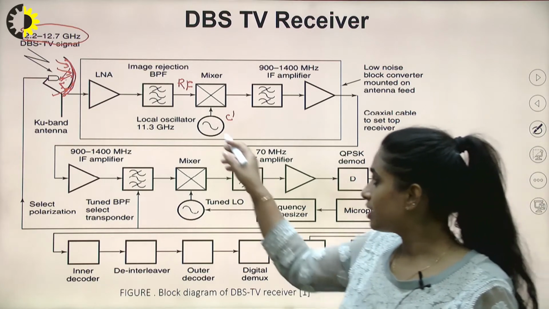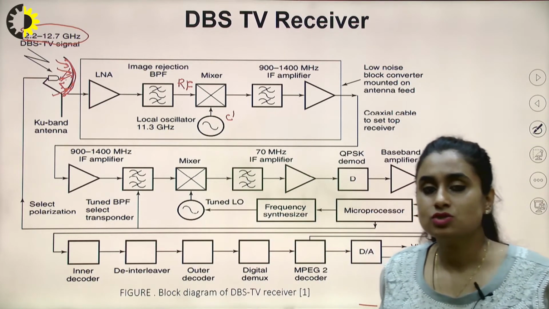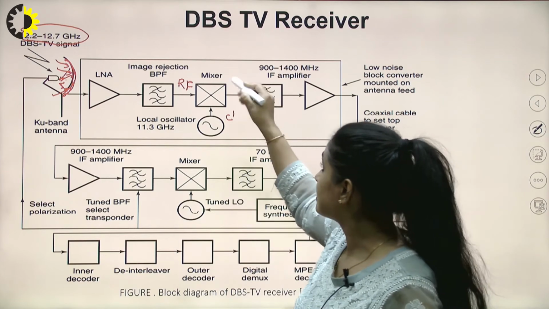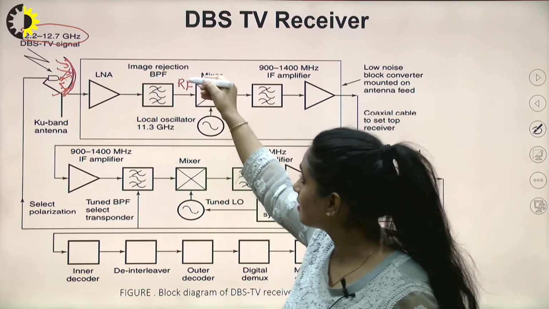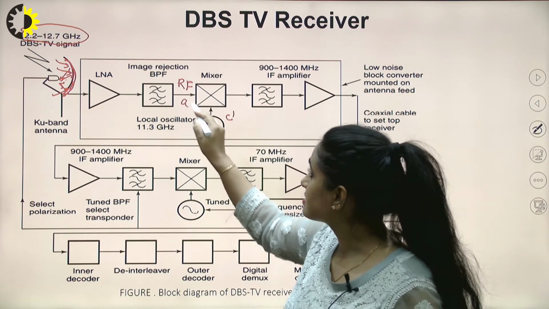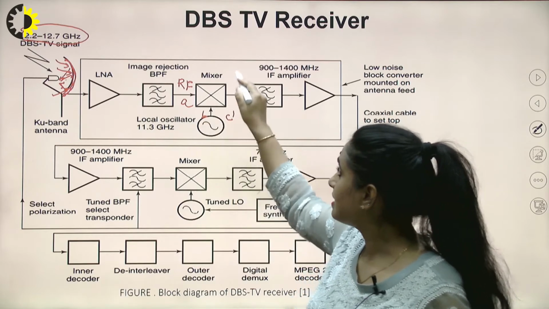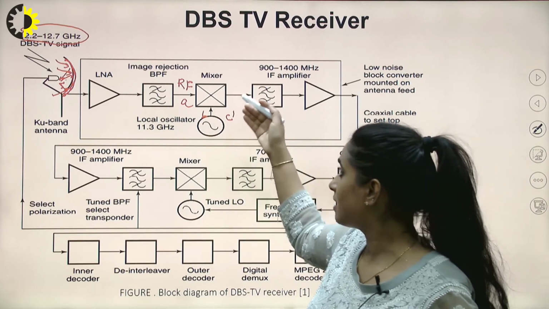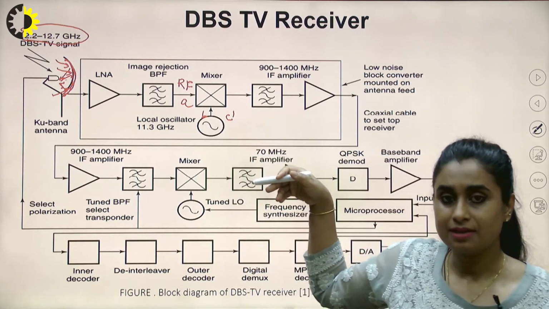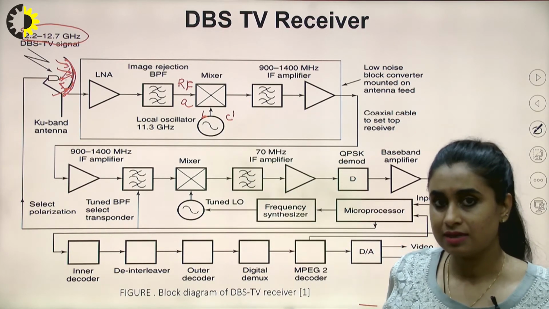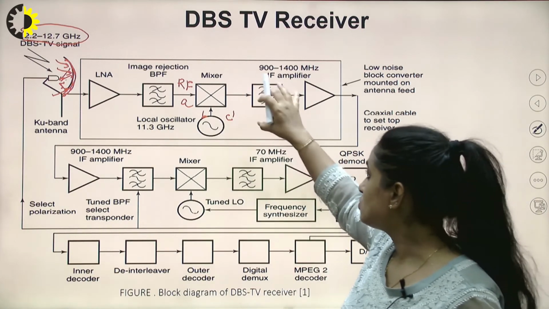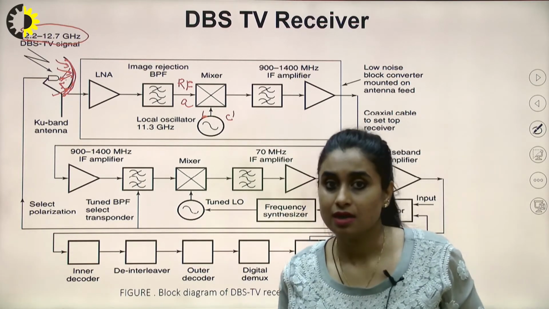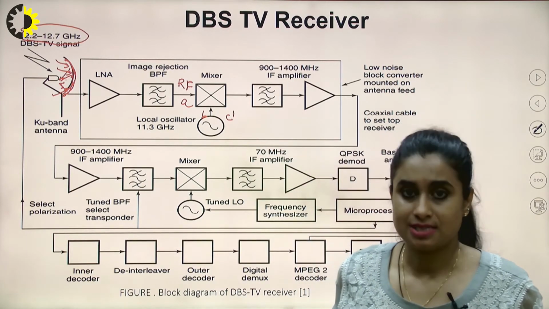The frequency which we generate depends on what kind of receiver it is. If this is A and this is B, I can have multiple combinations here: A plus B, A minus B, A multiplied by B, A squared, and so many more. And by using a suitable filter, I can extract the frequency which is desired.